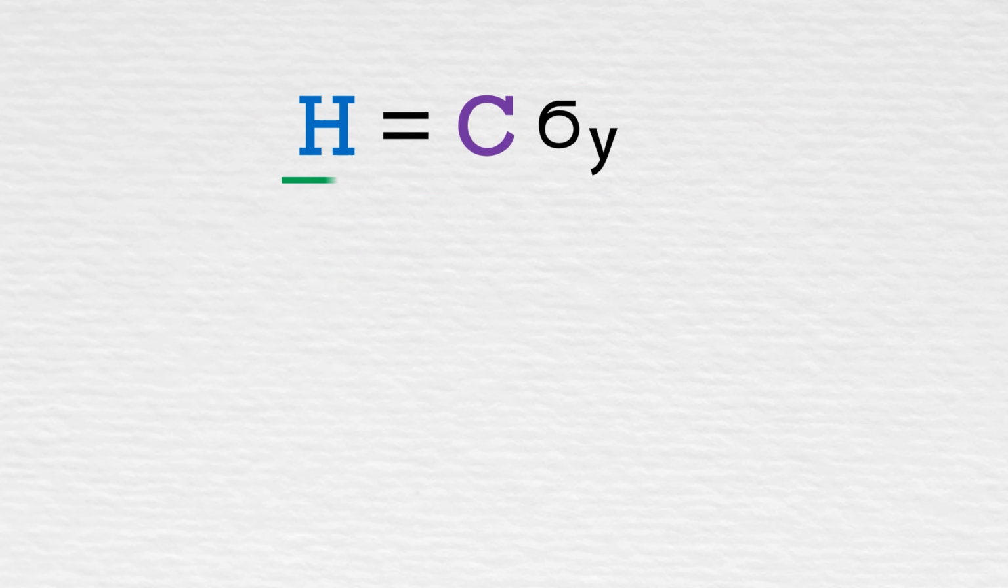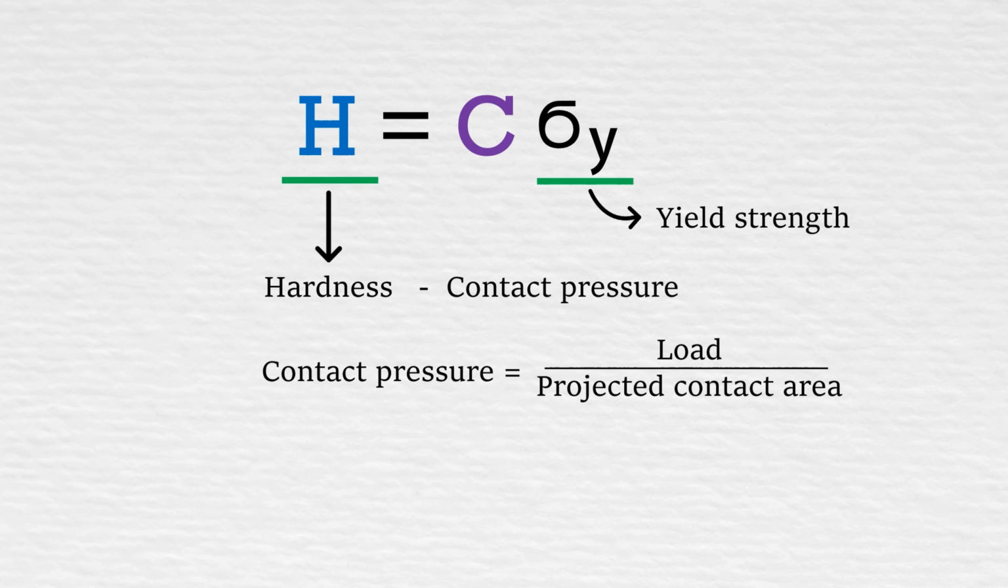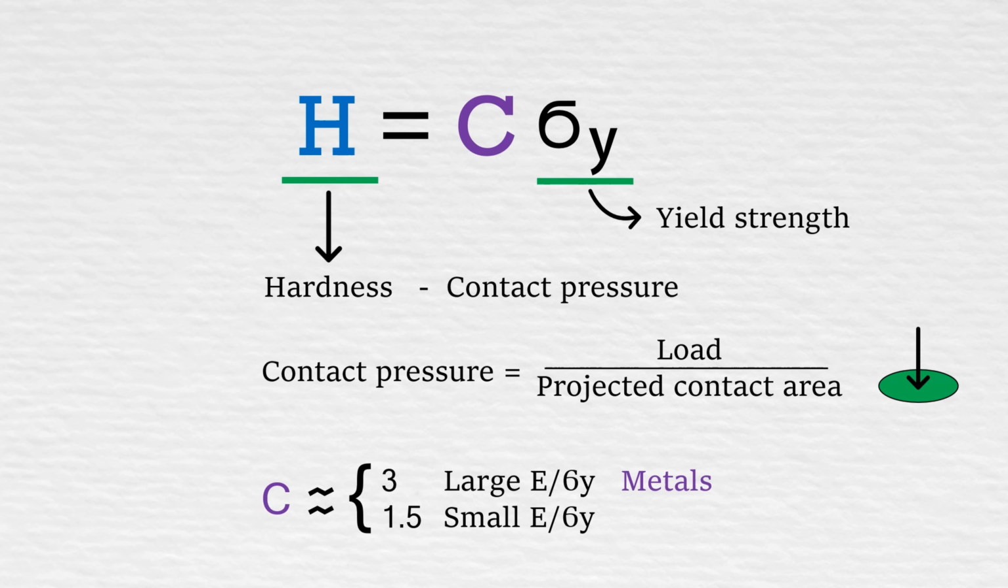And this is the estimation of hardness in terms of yield strength. Here hardness H is in terms of contact pressure. Contact pressure means the load divided by the projected contact area. C is 3 for metals like steel and 1.5 for glass. But this is quite an approximation because the behavior of a solid material under force is very complex.